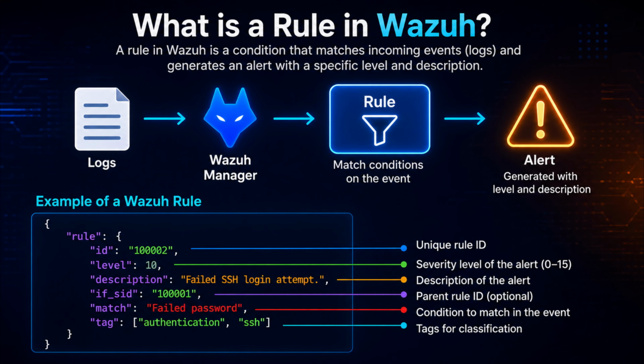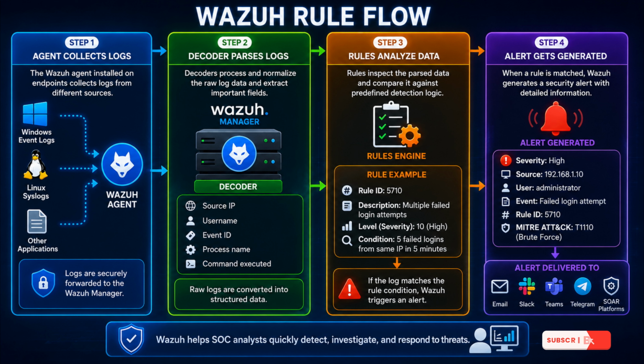For example, failed SSH logins, PowerShell execution, malware activity, user creation, privilege escalation. All these detections happen because Wazuh rules are matching logs. Let's understand the complete Wazuh rule flow.